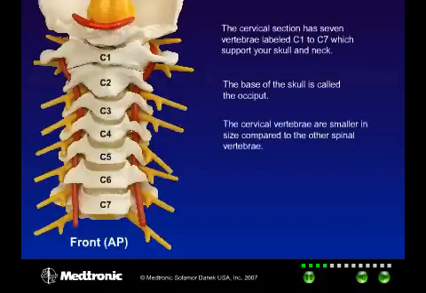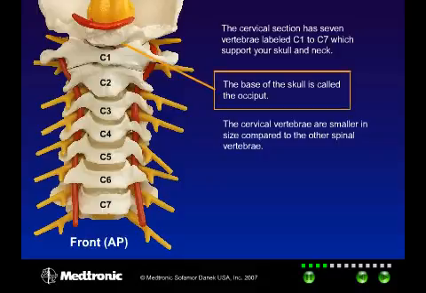The cervical section has 7 vertebrae, labeled C1 to C7, which support your skull and neck. The base of the skull is called the occiput. The cervical vertebrae are smaller in size compared to the other spinal vertebrae.